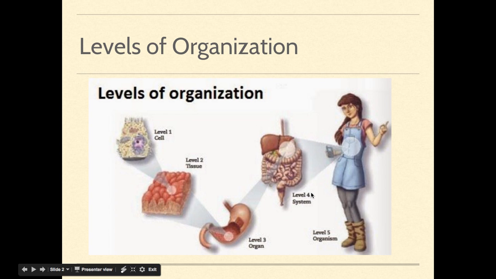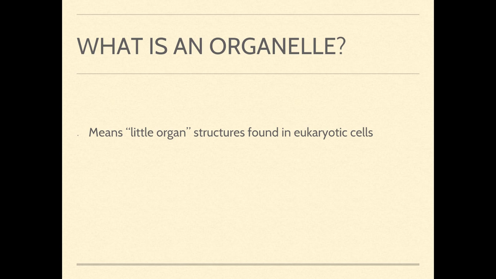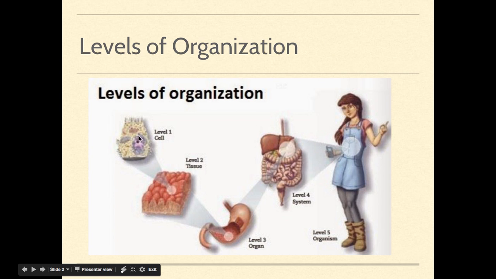And lastly, the many organ systems working together form a single organism. So you're an organism made up of many organ systems. Each organ system has lots of organs, which are made of individual tissues, and each tissue is comprised of many cells. So how does an organelle relate to this? Well, an organelle, that word literally translates to little organ, and these are structures that are found within the individual cell. So they're the building blocks of these things.